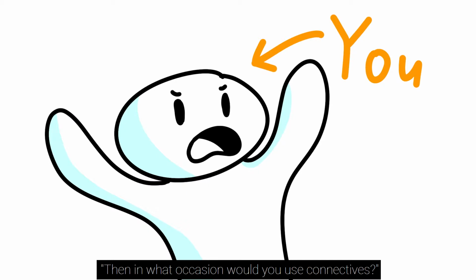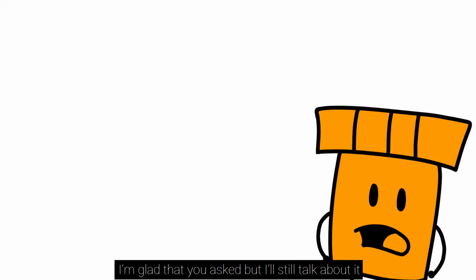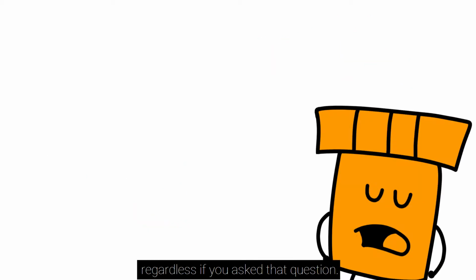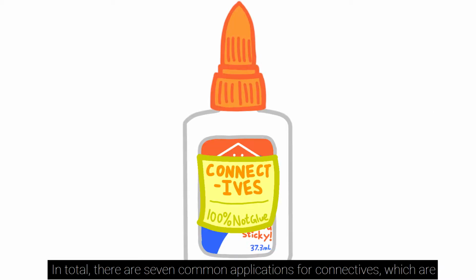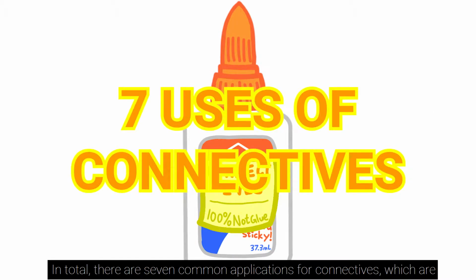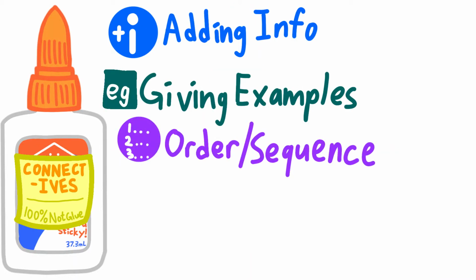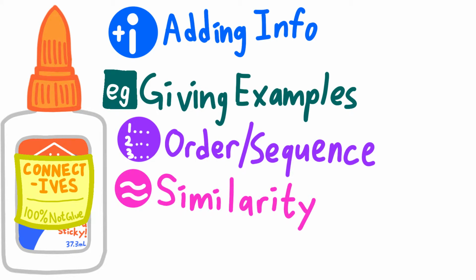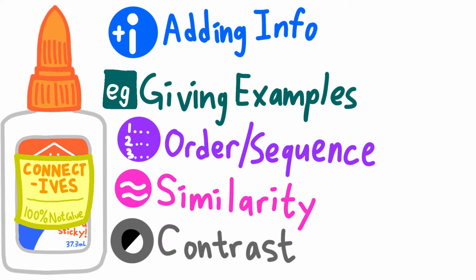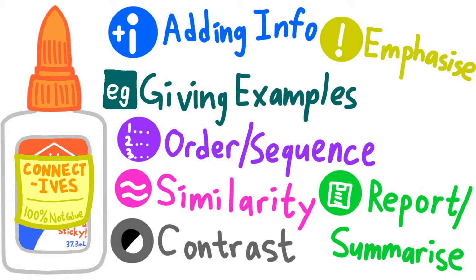Then in what occasion would you use Connectives? I'm glad that you asked, but I'll still talk about it regardless if you ask that question. In total, there are 7 common applications for Connectives, which are adding information, giving examples, showing order or sequence, showing similarity, showing contrast, emphasizing, and to summarize or report.